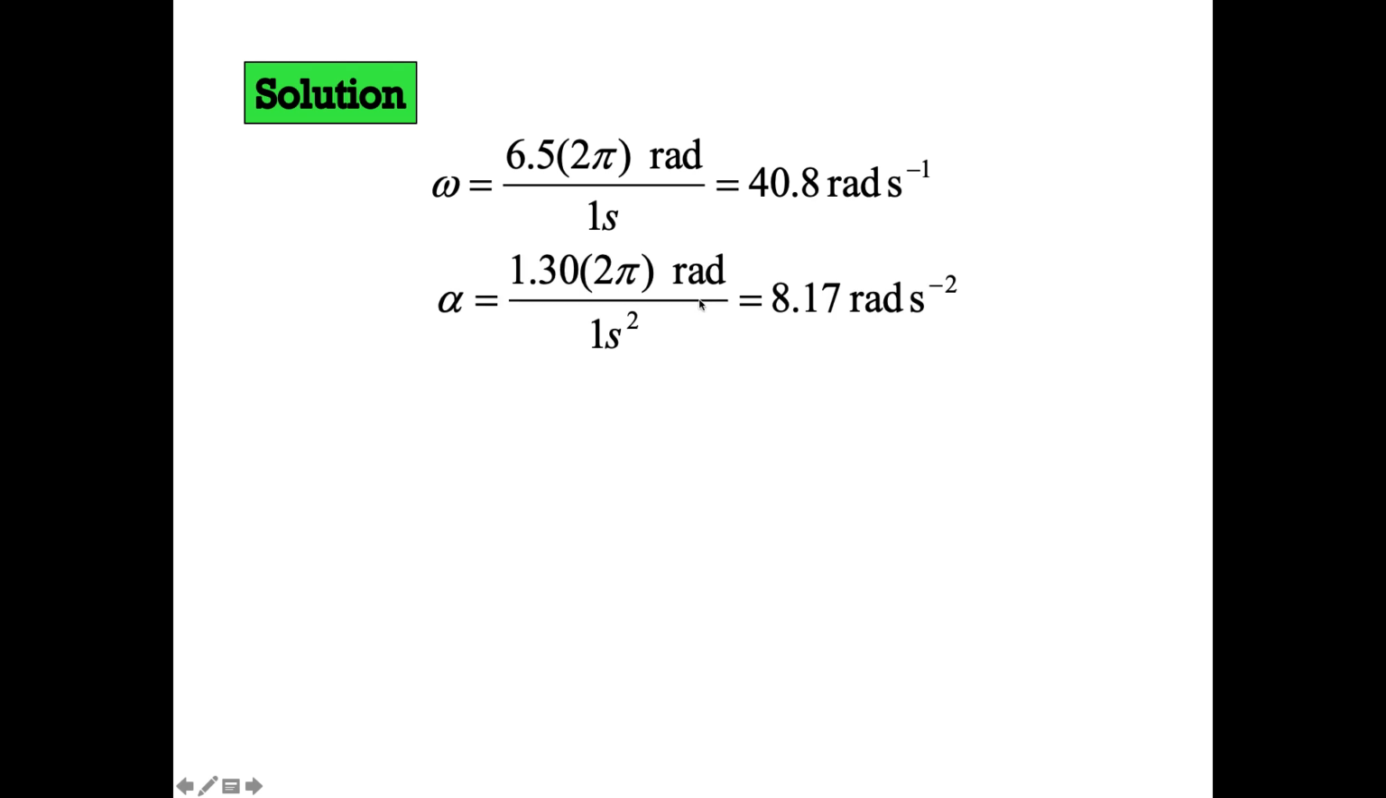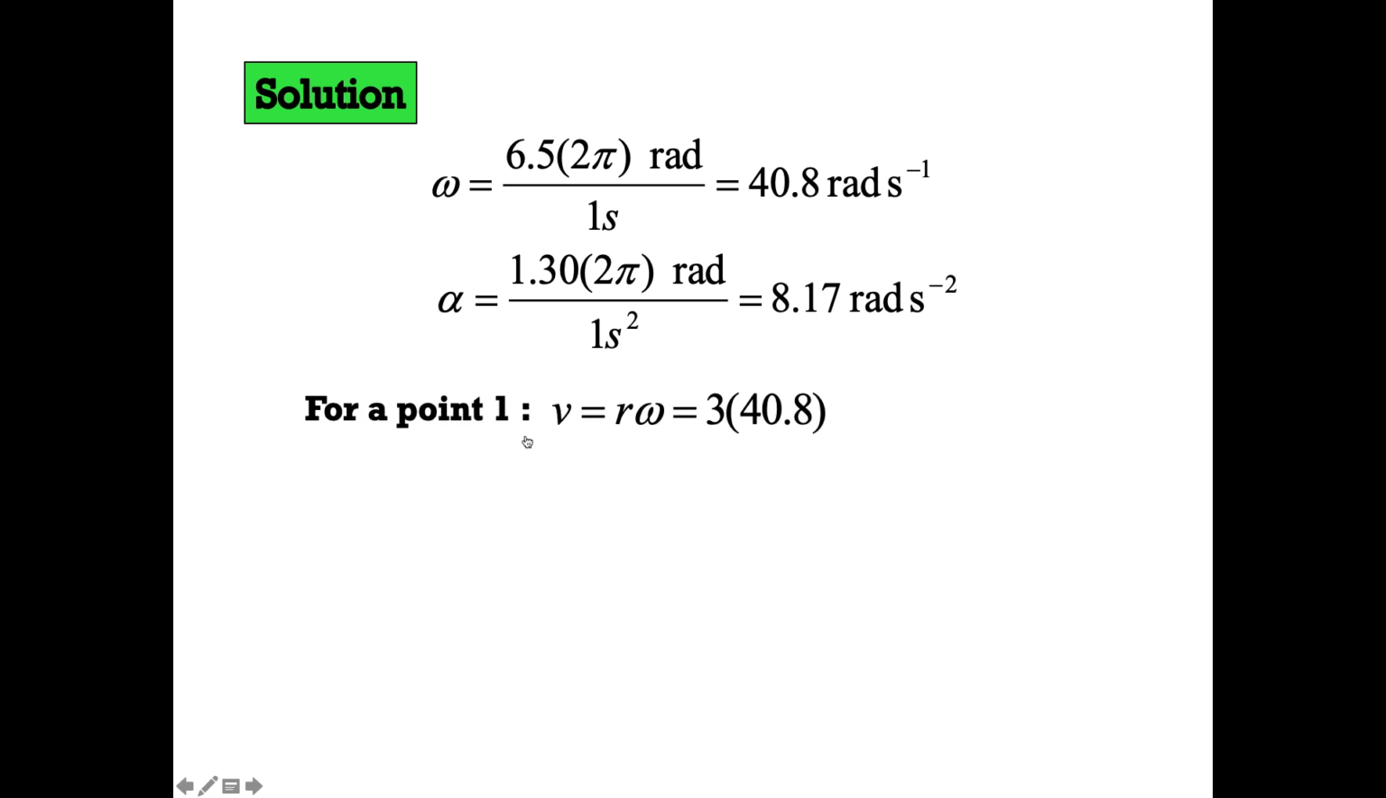For alpha, the unit given to you is revolutions per second squared, right? So you have to convert it to SI unit as well, which is radians per second squared. So 1.3 revolutions per second squared, you have to convert the revolution into radians. Same as above, it is times 2 pi. No need to do anything for the time because it is already in SI unit. So alpha in SI unit is 8.17 radians per second squared.